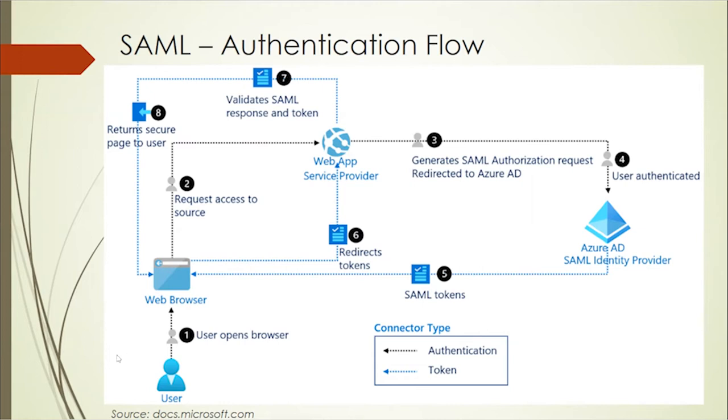The first step is the user uses a web browser to request a page or resources, which is step two. It sends a request to the service provider, and the service provider realizes you haven't logged in, so it sends the user to the AD for authentication. Once the user is authenticated, which is step five, it will issue a SAML token, and the SAML token will be sent back to the web browser.